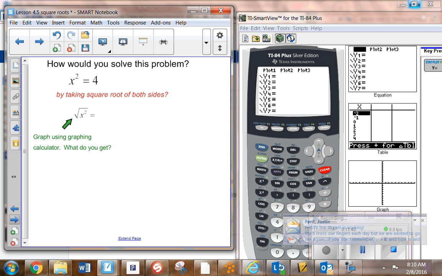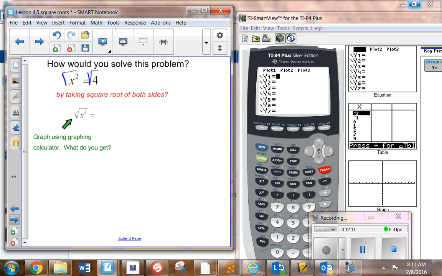And so when you take the square root of both sides, you've been taught to say, okay, it's plus or minus 2. That's what you've been taught, right? Okay, back up. Let's look at the calculator. What is the square root of x squared?